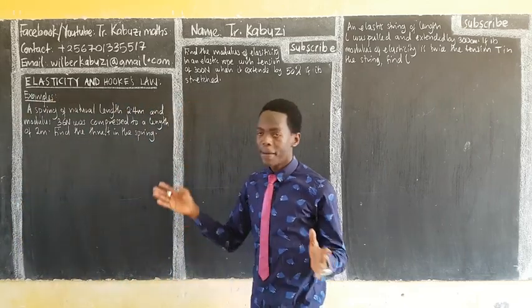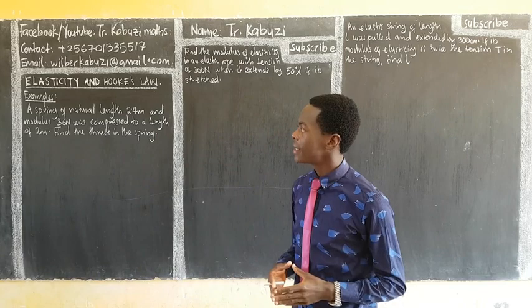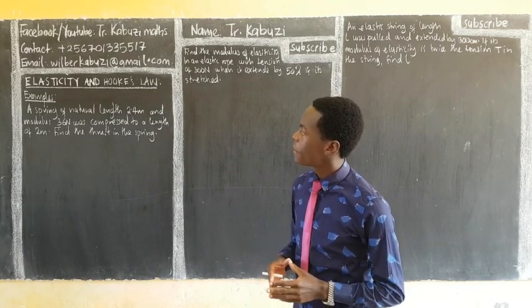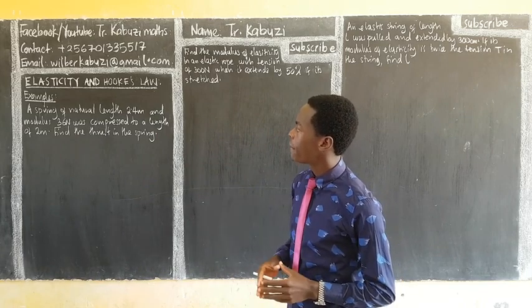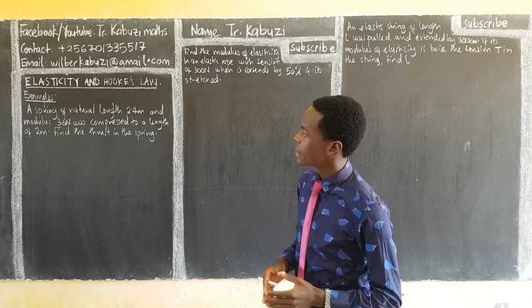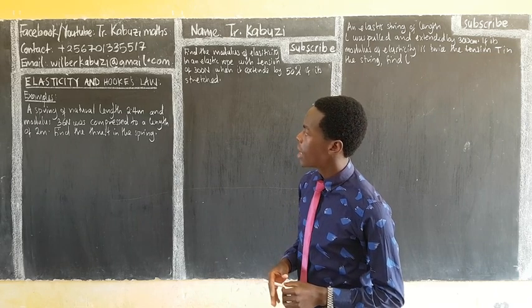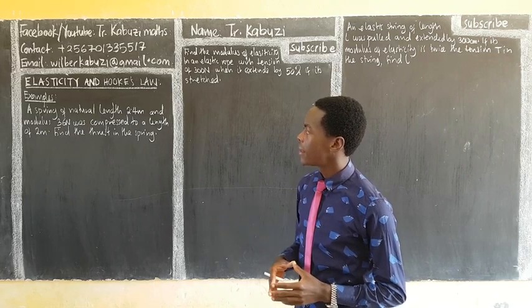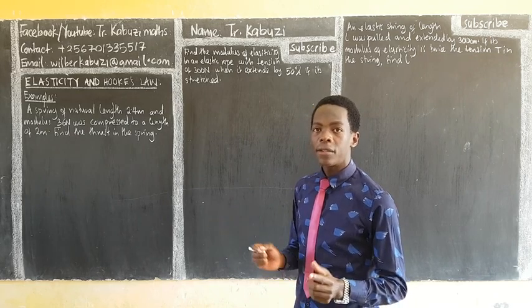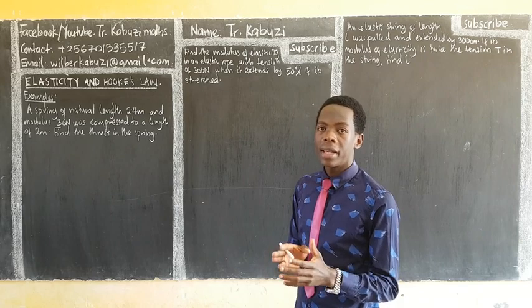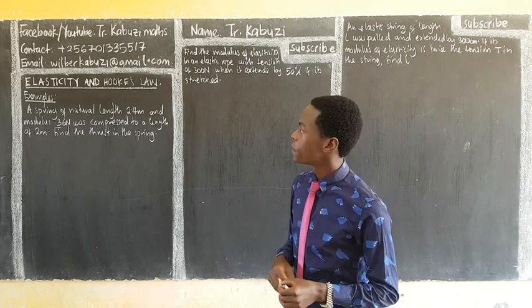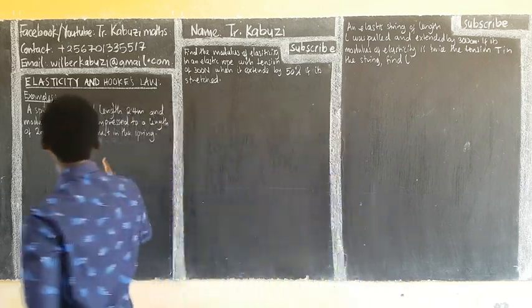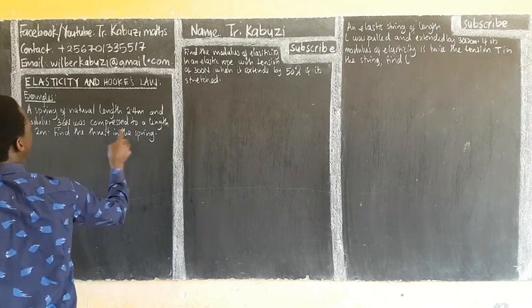Okay, let us see more examples still about the elasticity. A spring of natural length 2.4 meters and modulus 6 newtons was compressed to a length of 2 meters. Find the thrust in the spring. Now, if it was compressed, it means that the natural length is bigger than the new length.